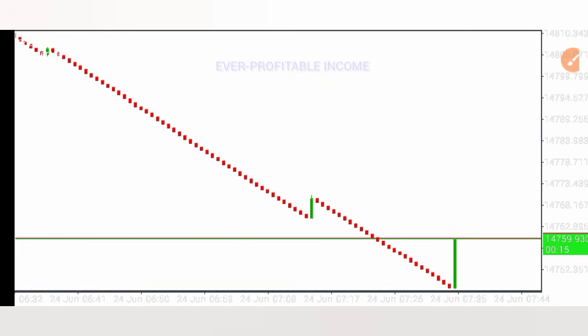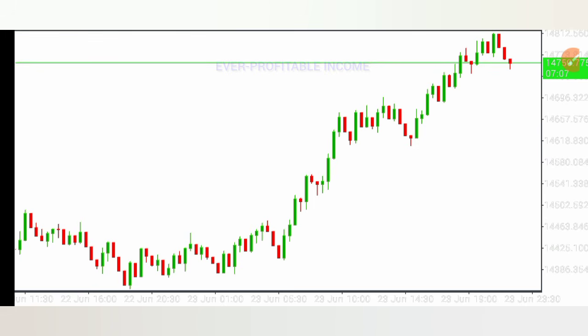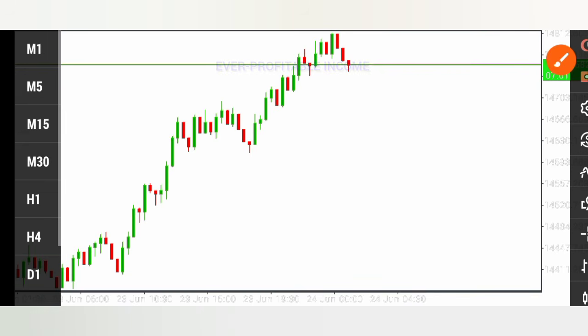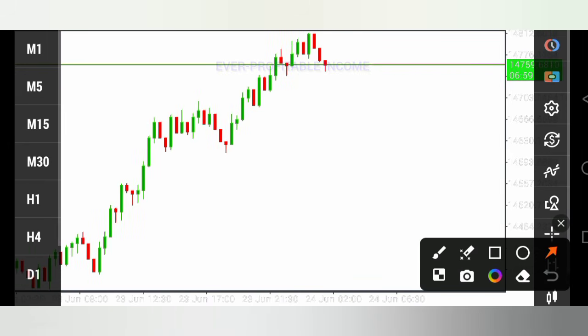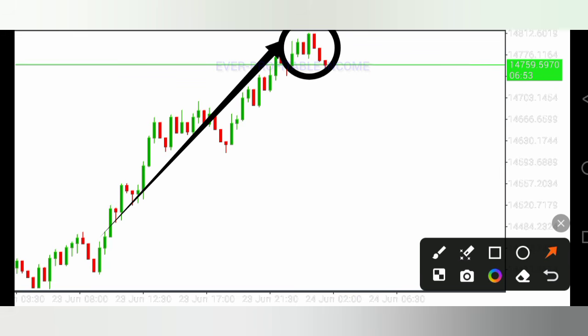What you have to do is head over to your higher time frame. Let me check the higher time frame for boom. Let's check 30 minutes. Can you see the 30 minutes time frame? Can you see that it was initially bullish? It has been spiking, spiking, spiking. Now it has reached a resistance zone.